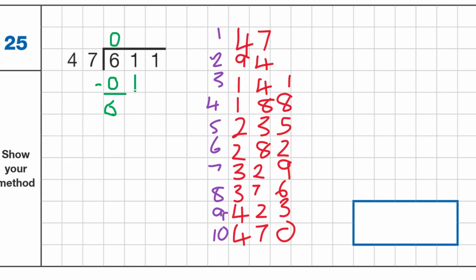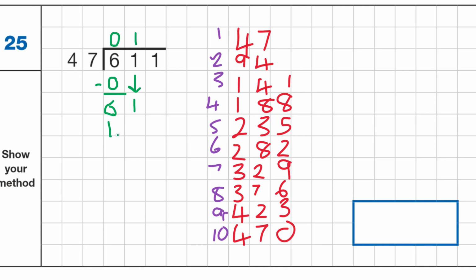And I bring the next digit down. Either way, I end up doing 47 into 61. I like to just go straight to it until I get a number that I can divide into. Either way is fine. So 47 into 61, if I look down my list, I can see it's only going to fit in once. So I put 1 in and I prove it.